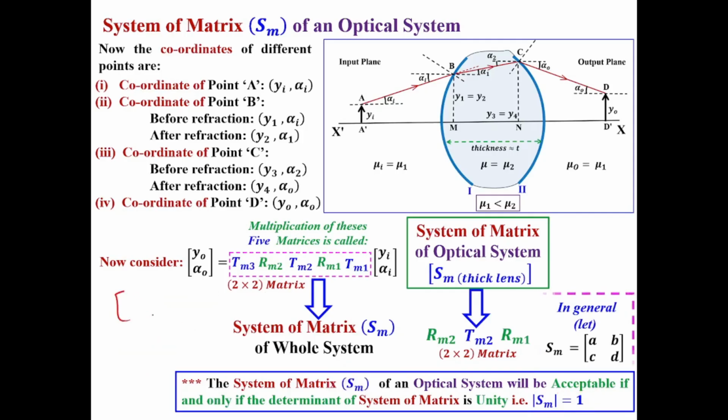So this matrix cannot be considered as a system matrix of an optical system in geometrical optics. Suppose I consider the matrix 1 0 0 1. Can it be acceptable as a system matrix in geometrical optics? Yes, because here the determinant is 1. You just remember this point, it is most important. You can very often find this as a 1 mark question in your exam: what is the condition that a matrix will be acceptable as a system matrix? The condition is that the determinant should be unity, the value should be 1.